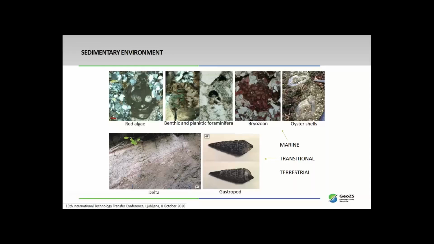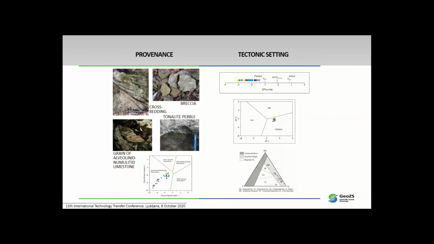Provenance and direction of sedimentary input was determined by sedimentary textures like crossbedding, imbrications, and by clast analysis with the purpose of placing a pebble or grain in the source area. For example, tonalite pebbles derived from the Železno-Kapelska magmatska cona indicate short transport and vicinity of hinterland. Results of geochemical analysis indicate provenance from the Eastern Alps.